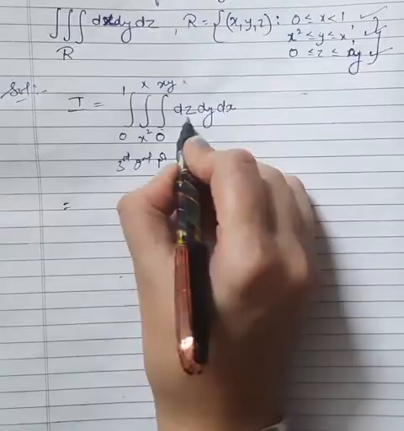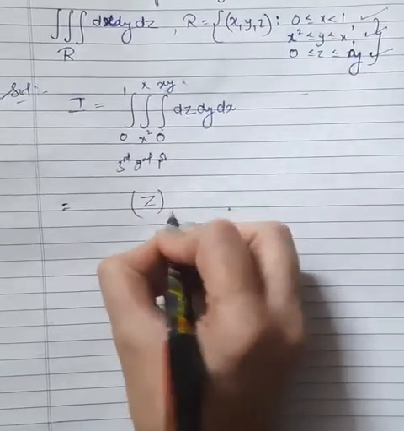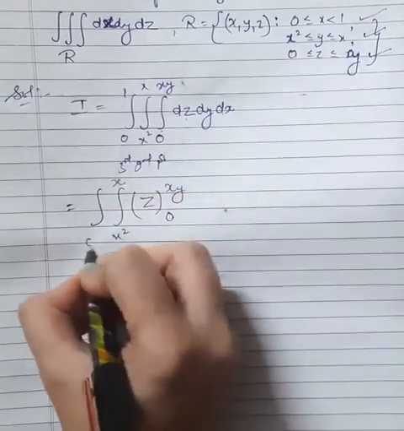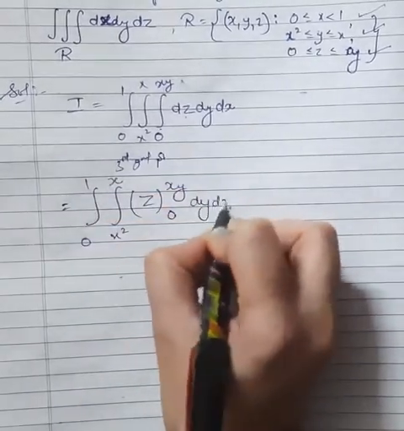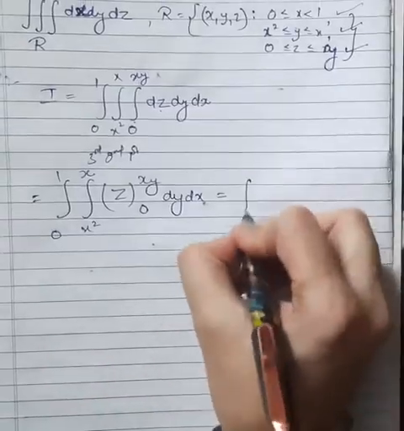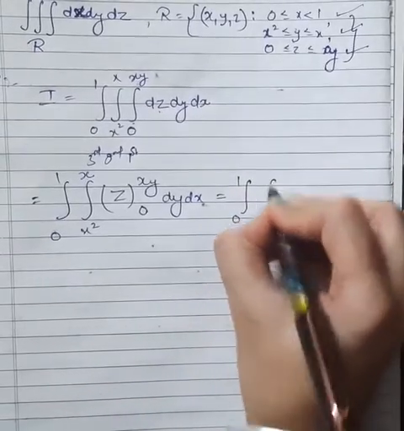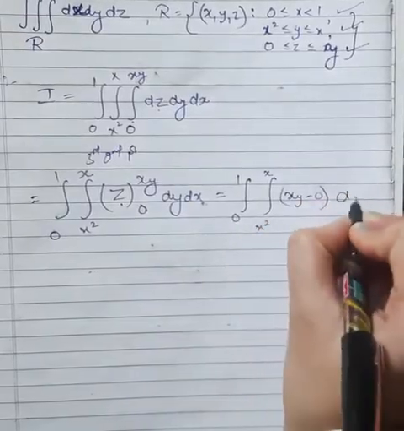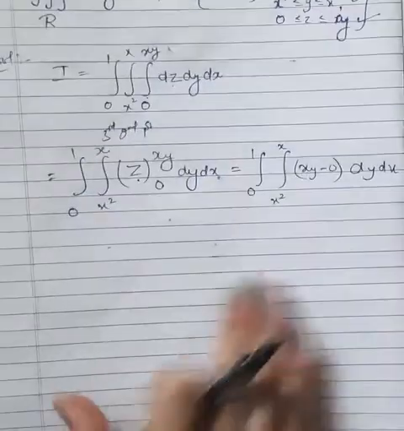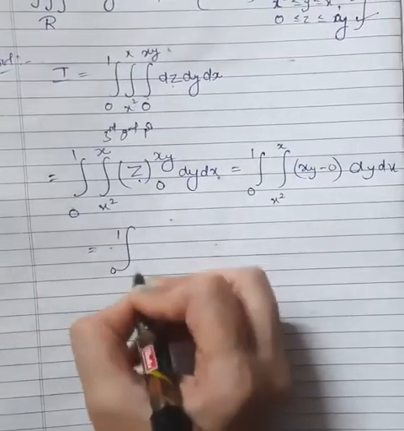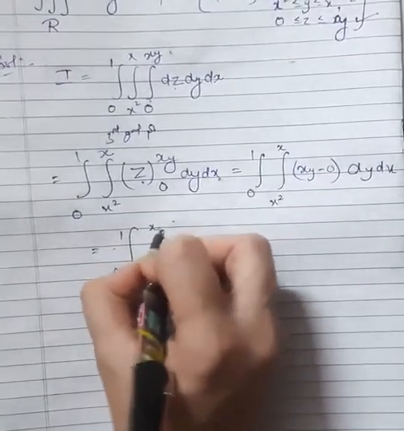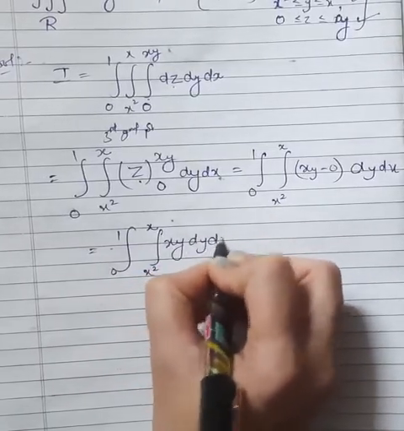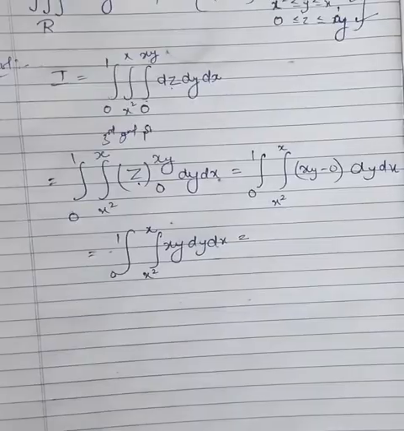Now the integration of dz is simply z. The limits are from 0 to xy. It's x square to x, 0 to 1, dy dx. So it's 0 to 1, x square to x, upper limit minus lower limit, xy minus 0, dy dx. It's 0 to 1, x square to x, simply xy dy dx.